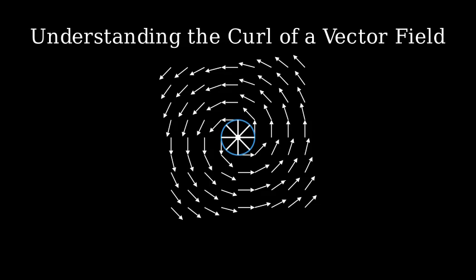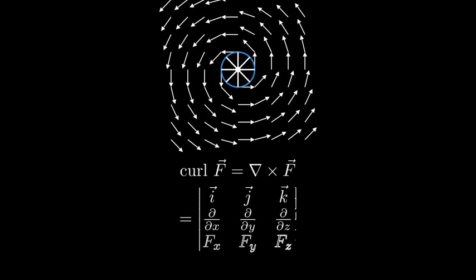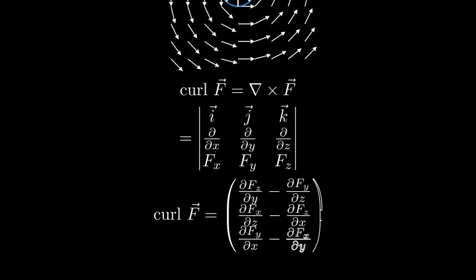Now let's move on to the formal mathematical definition of curl. For a three-dimensional vector field f with components f_x, f_y, and f_z, the curl is defined as the cross product of the del operator with the vector field. In Cartesian coordinates, it can be written out explicitly as shown here.